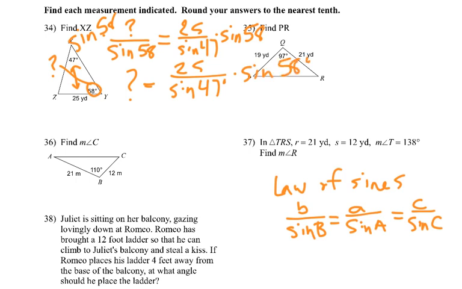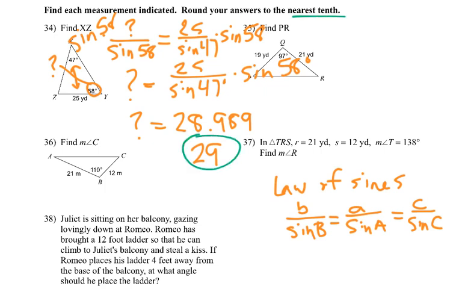Use my calculator to figure that out, and when we put it in our calculator, we get about 28.989. It wants us to round to the nearest tenth, so we'd round up to 29. Okay, so that's one way to use the law of sines.